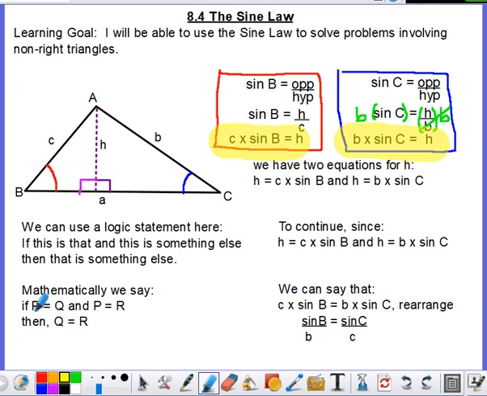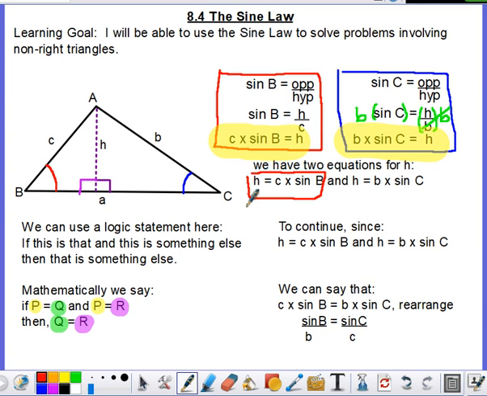It's this: if we know that P is equal to Q, and then also P is equal to R, then that means Q must also be equal to R. So maybe take a moment here and really try your best to digest that. It does make sense, but you really just have to think about it. So, going back to the right-hand side here, we have two equations for h.